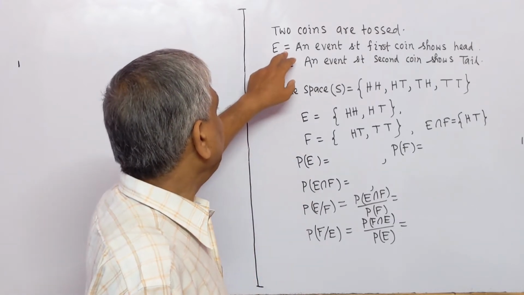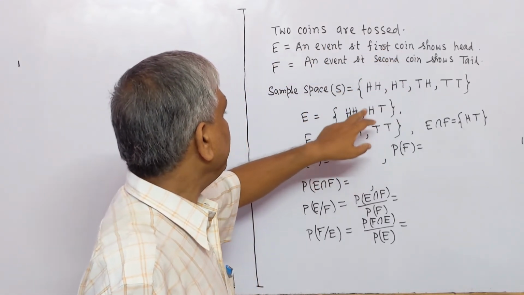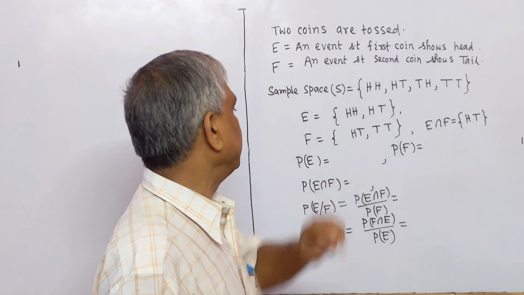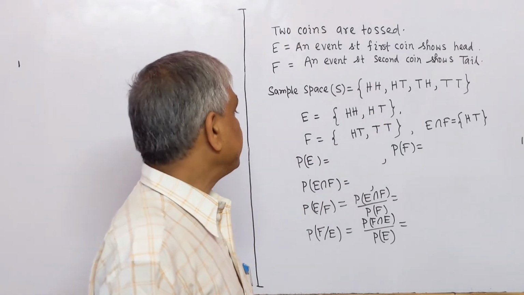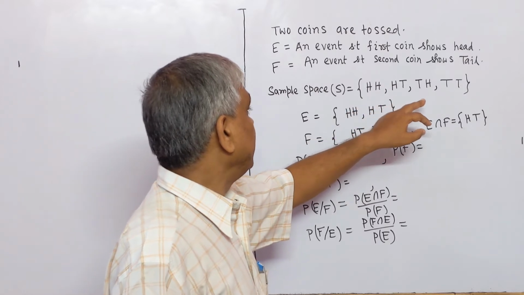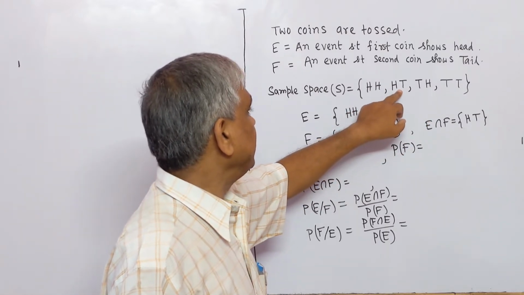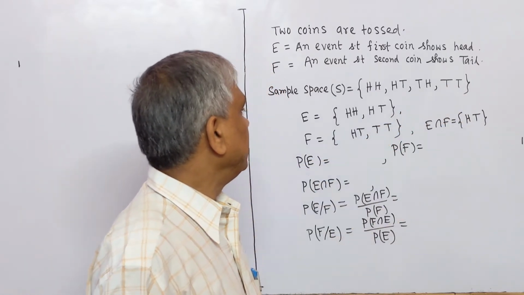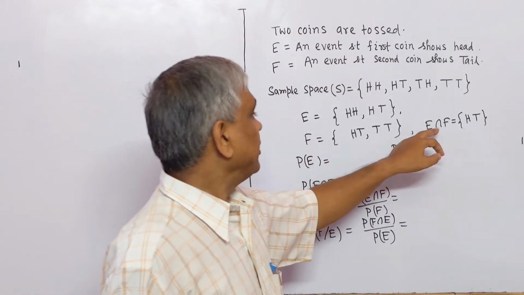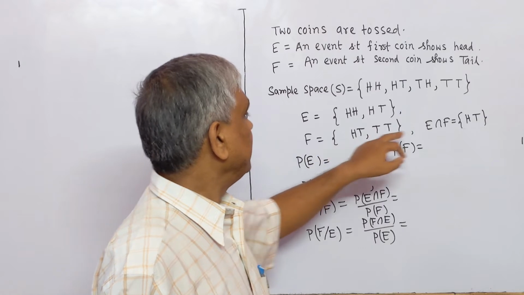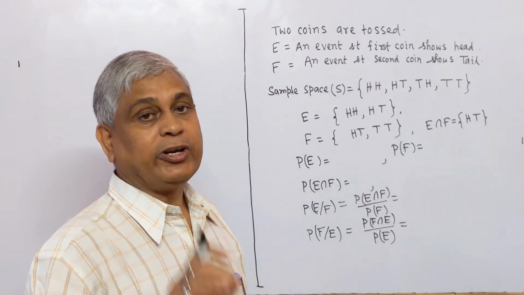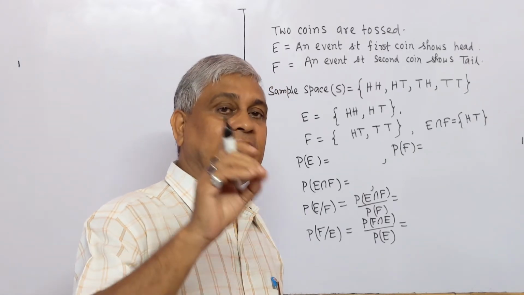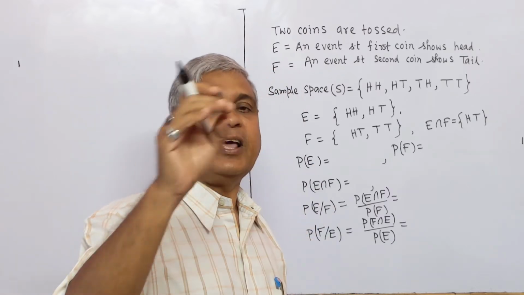And event E will be the first coin shows head. This is first coin shows head. So HH, HT. F be the event such that the second coin shows tail. Here second coin shows tail, HT, and here second coin shows tail, TT. Now E intersect F is common element HT. Now we find the probability of E, F, E intersect F, E/F, F/E.